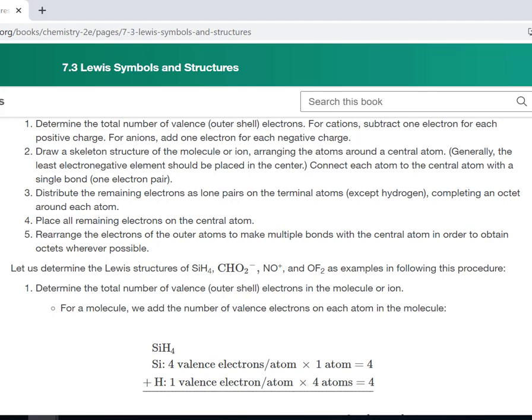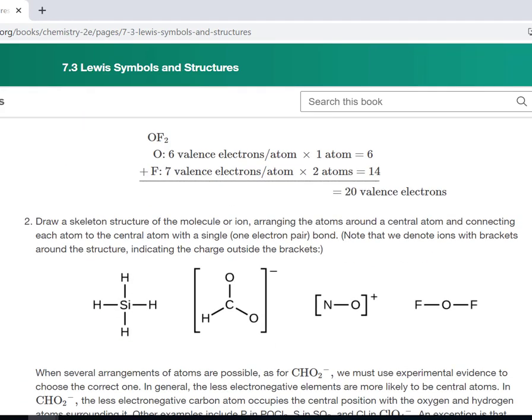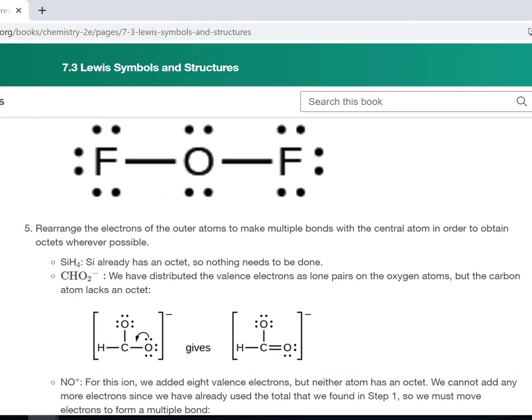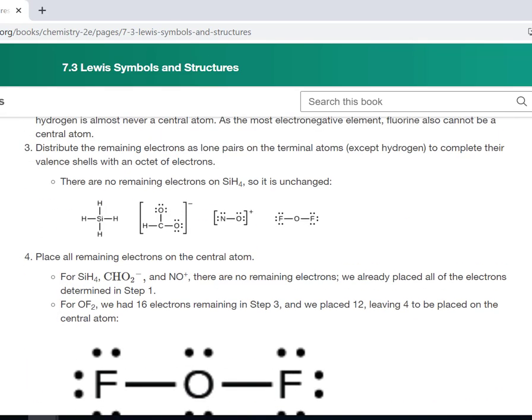Let's look at the structures we have. For the first one, we kind of ended way back here. It already has an octet on the silicon. This one does not. We only have 6 on the carbon. Neither one of these have an octet. And this one, when we did step 4, we got to the octet. So these two we are going to have to look at a little bit more.